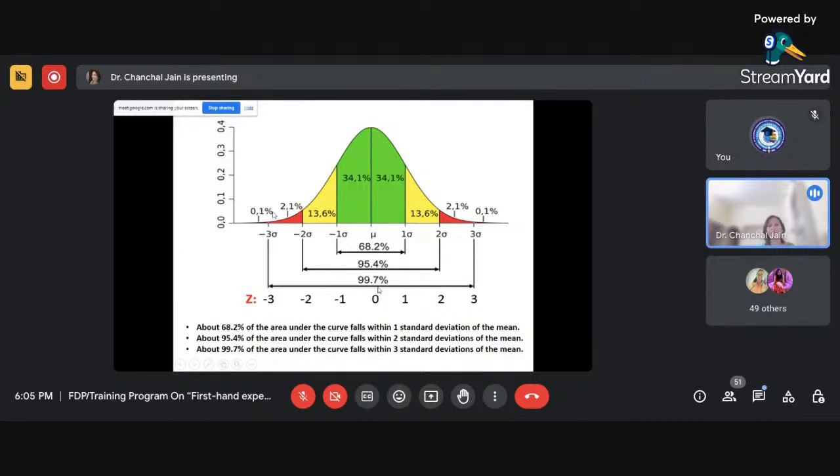And the remaining 0.3% is 0.15 this side and 0.15 this side. So above plus minus 3 sigma, the remaining 0.3% can come at both sides, 0.15 this side, 0.15 this side. This is in the case of perfectly normally distributed data. Is it clear to everyone?